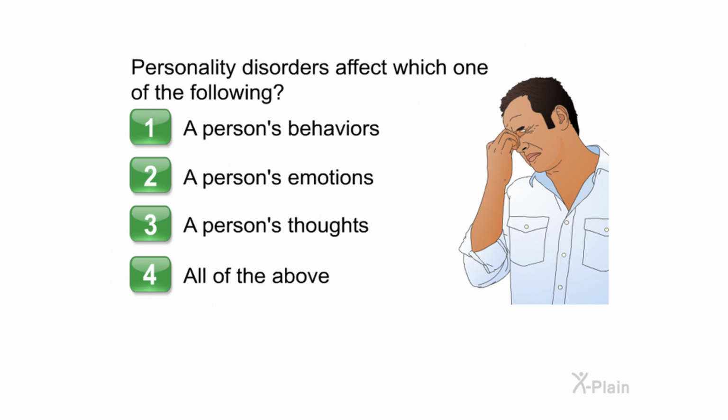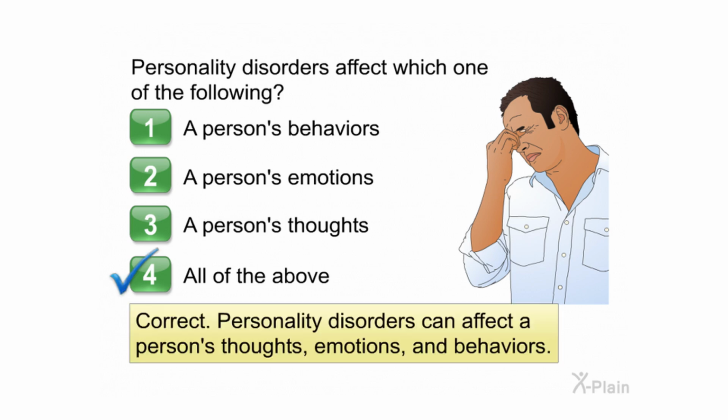Personality disorders affect which one of the following? Choose one of the following options. 1. A person's behaviors. 2. A person's emotions. 3. A person's thoughts. 4. All of the above. Correct. Personality disorders can affect a person's thoughts, emotions, and behaviors.